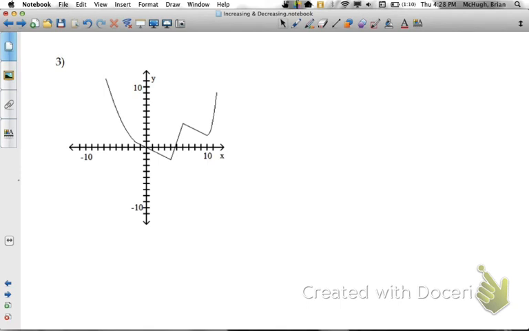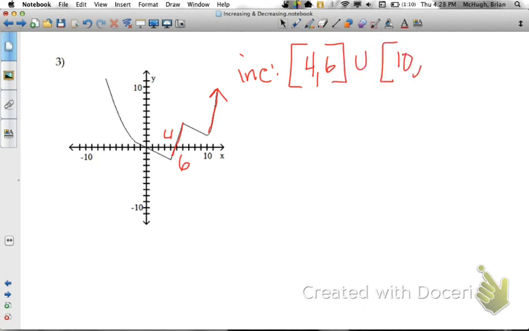Okay, last one. This graph again starts decreasing, but we're going to hit an increasing portion right here. Let's say that starts at 1, 2, 3, x equals 4, and ends at about x equals 6. And then another increasing portion over here, and that looks like it starts right about at x equals 10. So our increasing intervals are from 4 to 6, and from 10 to infinity.